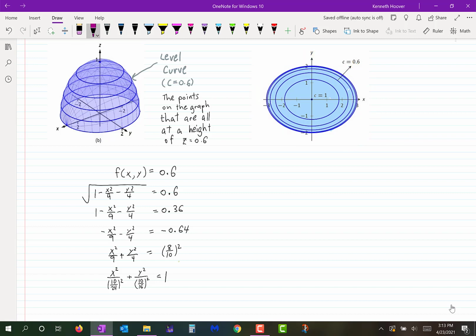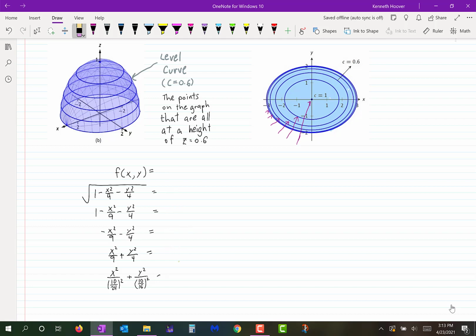Let's count them. There's 2 right there, really close together. And there's a third one, and then a fourth one, and a fifth one. Where's the sixth one? Oh, it's right there. It's just 1 point. That's a level curve for c equals 1. Let's figure out why that's just a single point. Let's go back over here and do our math.